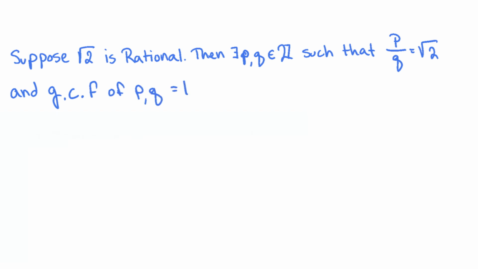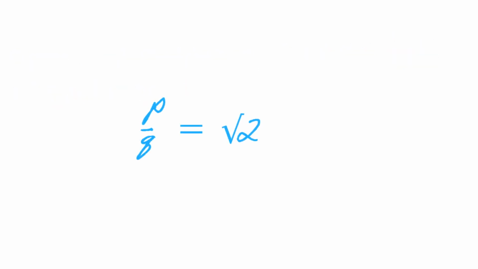Note, we can add this condition since if p and q had any common factors, we could divide those factors out. Think of 5/10 versus 1/2. We can divide 5 and 10 by 5, but we cannot divide anything out of 1/2. Now we have p over q equals the square root of 2.